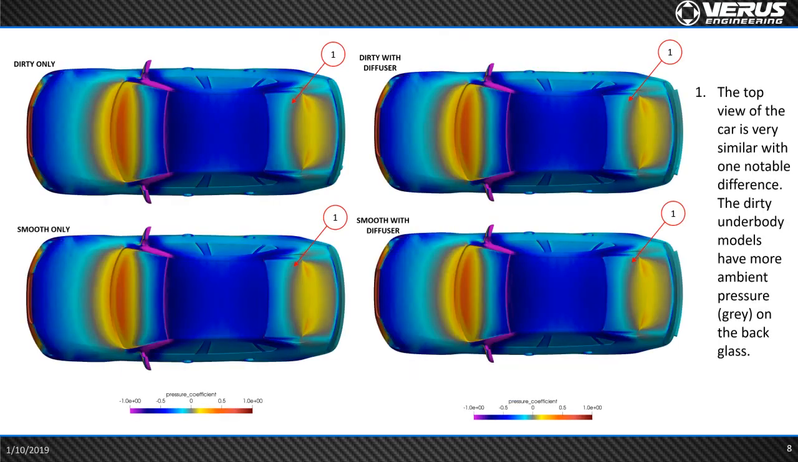All right, looking at the top, it's very similar. There are slight differences on the diffuser to the non-diffuser. So you can see basically the top view of the car is very similar. The dirty underbody models have more ambient pressure gray on the back of the glass.